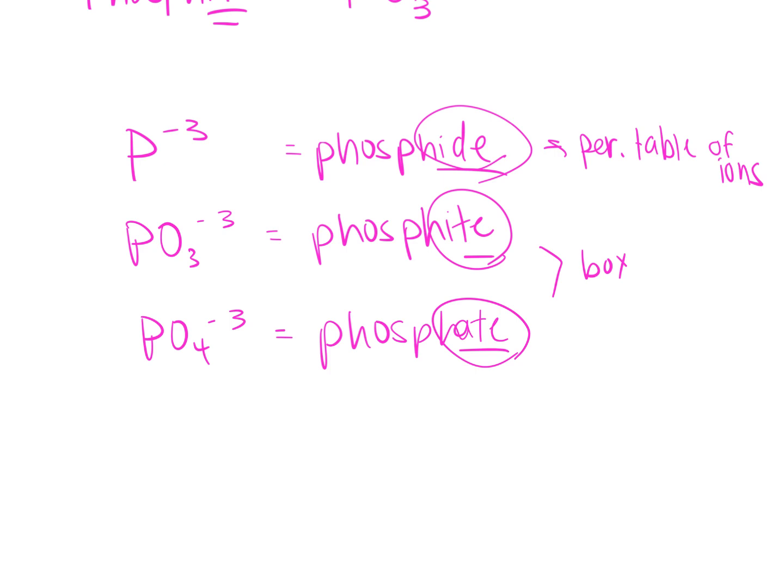Okay? Let's try actually building some formulas now, okay? Remember, these guys get to keep their name. Phosphate, phosphite, they get to keep their regular name, okay? So, let's try some examples. Give me the formula for calcium nitrate. Calcium nitrate. So, will nitrate be found on the table or in the box?